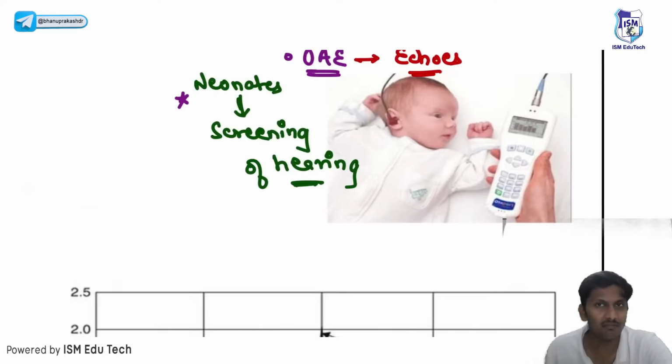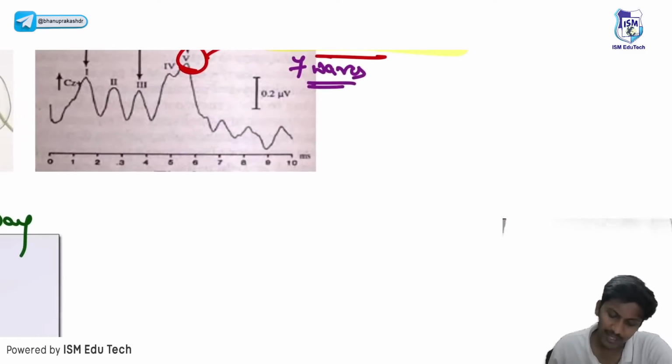It is a more portable device, cheaper, easily available. That's the reason why it is normally used. But if otoacoustic emission is not able to give you proper findings, then definitely go for a BERA, which is a better one. Okay.